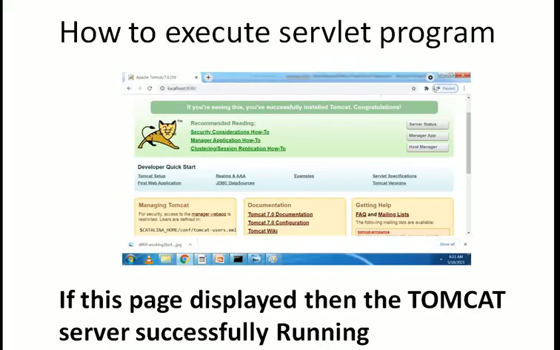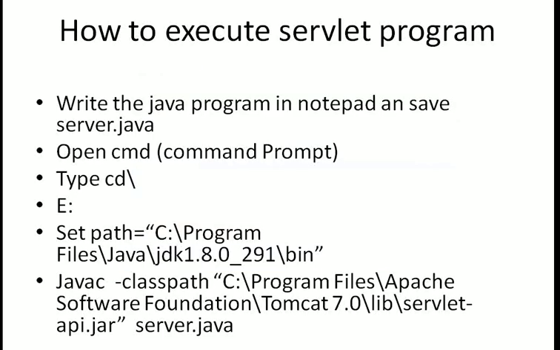Then after doing all these things, you want to know whether the Tomcat server is installed successfully on our computer. For that purpose, open the web browser and go to https://localhost:8080. Then this screen will be displayed. If this screen is displayed, then only we know that the Tomcat server executed successfully.